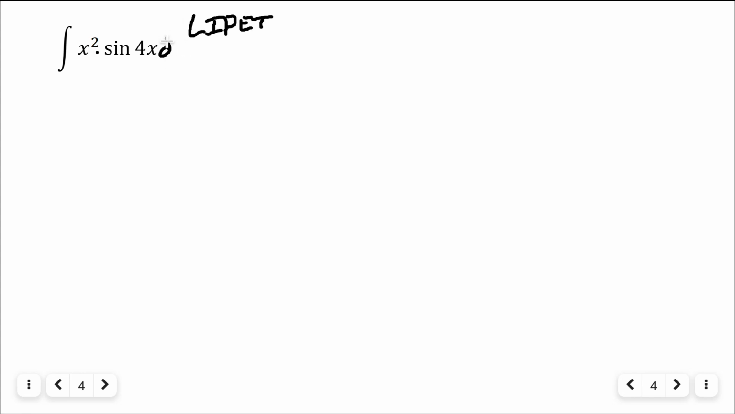Now I have two things that are multiplied. Forgot the dx there again. We have x squared times sine 4x dx. So we're going to LIPET it again, LIPET it good. We have a couple choices here for u and dv. u can either be the x squared or the sine 4x. We're going to choose the polynomial, so u will be x squared, dv will be sine 4x dx.